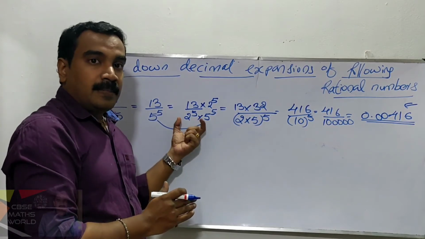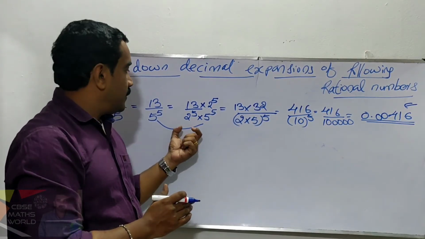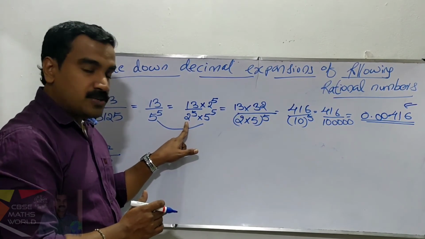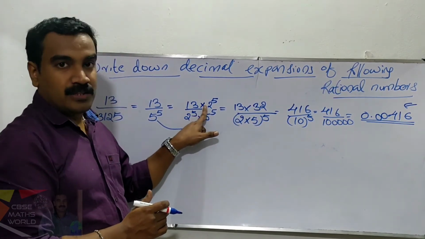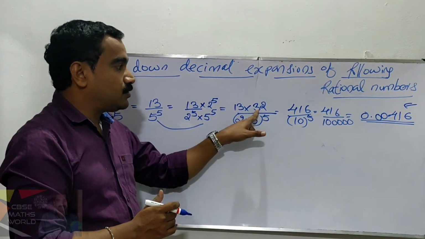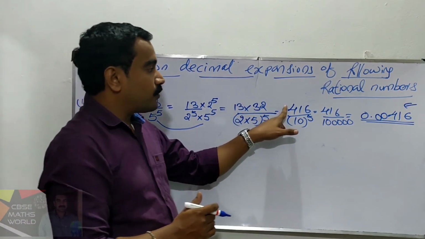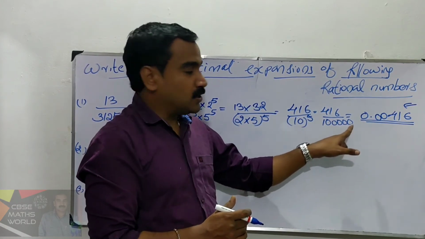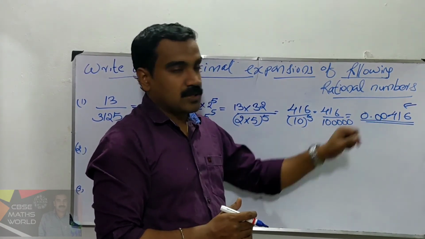Once again, if it is a terminating decimal with denominator in the form 2 raised to n, 5 raised to m, we are making the denominator a power of 10. So here 5 raised to 5. So we are multiplying the denominator with 2 raised to 5, so multiply the numerator also with 2 raised to 5. What is 2 raised to 5? 32. So 13 into 32, 416 by 10 raised to 5. So 416 by 1 and 5 zeros. So the answer is 0.00416.